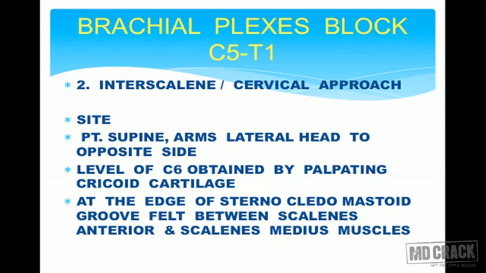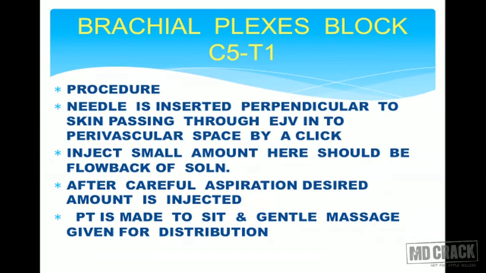The patient should be in supine position, arms lateral, head rotated to the opposite side. Then the level of C6, that is the 6th cervical vertebra, is obtained by palpating the cricoid cartilage. At the edge of sternocleidomastoid, a groove is felt between scalenus anterior and scalenus medius muscle. This is the site at which the interscalene approach for achieving brachial plexus block, and at this particular site local anesthetic solution has to be injected.